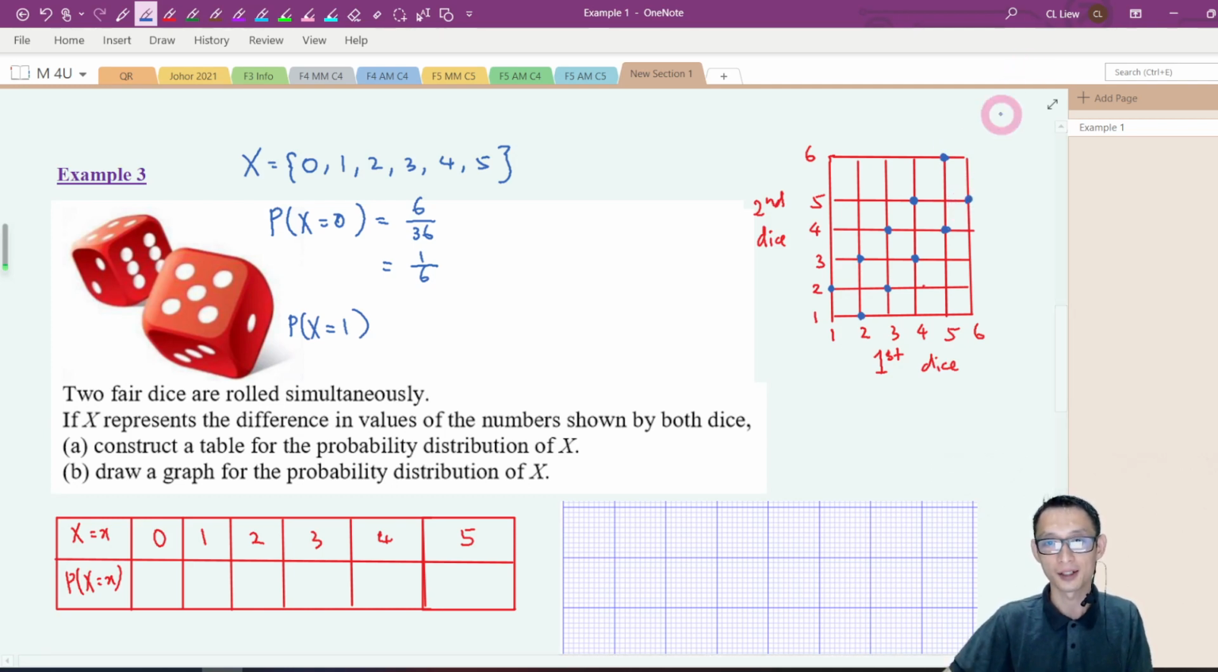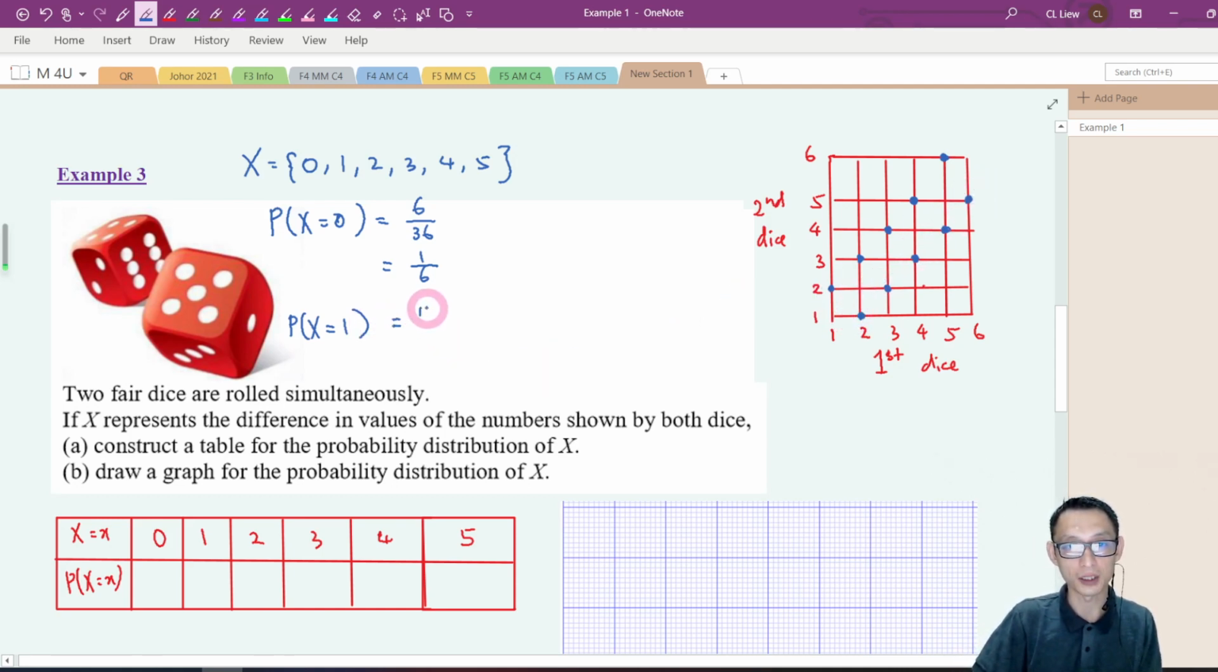Now, how many possible outcomes here? 1, 2, 3, 4, 5, 6, 7, 8, 9, 10. So it will be 10 over 36. If I simplify it, divided by 2, it will be 5 over 18.